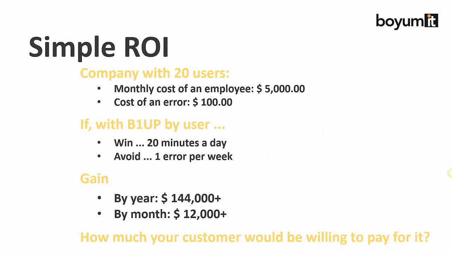Just something that I want you to take with you out of this presentation, because I started with productivity and I'm coming back to productivity. If we take a company with 20 users, let's say a monthly cost of an employee is that amount, and a cost of an error is that amount, and again, change it for your own business. If with B1 UP a user can win 20 minutes a day by easy clicks, validations, relevant pop-ups, coloring, by not having to pick up the phone to call someone to get the details, and avoid one error per week, then this is the expected gain you can expect to have.